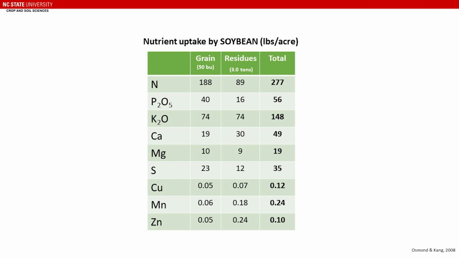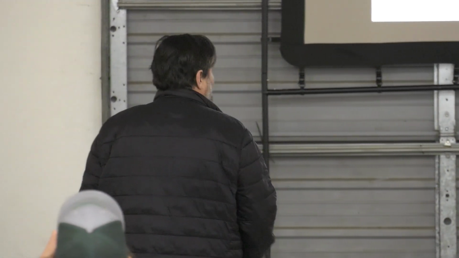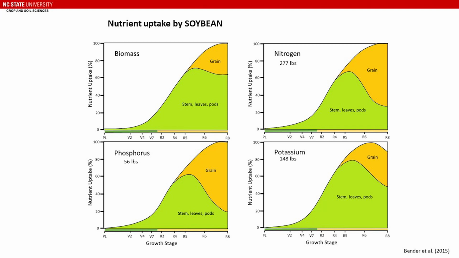But as you can see in this table, nitrogen is the element that soybean will require in the highest amount, even higher than the amount of nitrogen we need for corn to produce 150 bushels. It's a lot of nitrogen for soybean. The good thing is that we have the microorganisms, the nodules, that can provide us with the nitrogen, and thankfully we don't need to apply it in most cases.